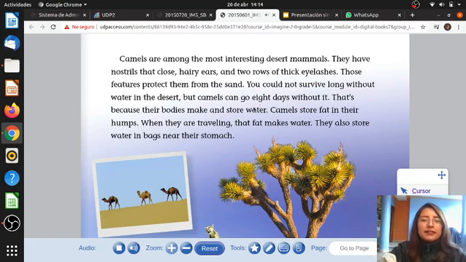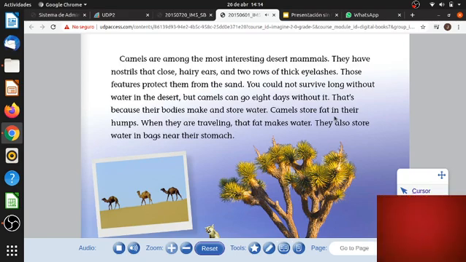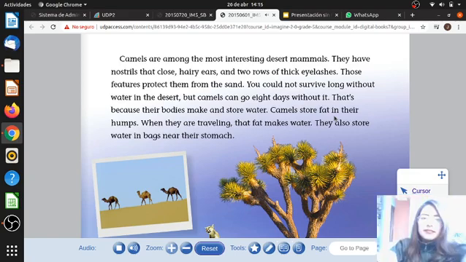That's because their bodies make and store water. Camels store fat in their humps. When they are traveling, that fat makes water. They also store water in bags near their stomach.